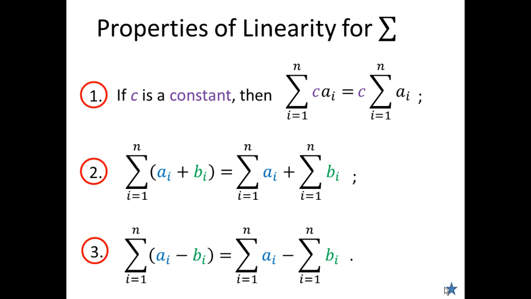Properties of linearity for summation. The first property says if c is a constant, then the sum of c times a sub i equals c times the sum of a sub i. The second property says the sum of a sub i plus b sub i equals the sum of a sub i plus the sum of b sub i. And the third property says the sum of a sub i minus b sub i equals the sum of a sub i minus the sum of b sub i.